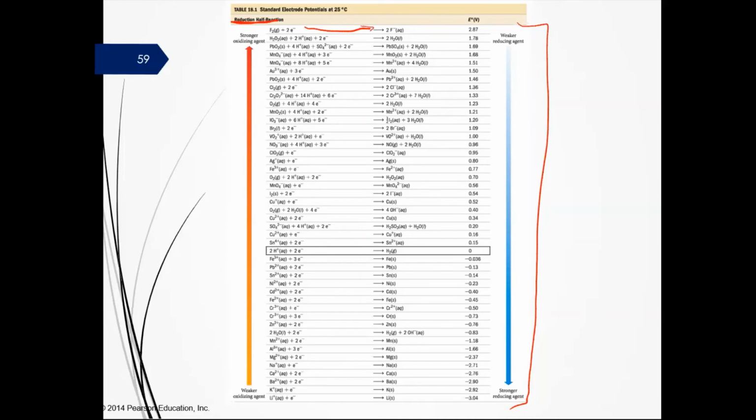On the other hand, lithium down here at the bottom, the lithium ion really doesn't want to go to lithium metal. Instead, our lithium metal really wants to go to lithium ions, and that process would give us 3.04 volts. So the more negative you are, the stronger of a reducing agent you are, because you really want to oxidize. The more positive you are, the stronger of an oxidizing agent you are, because you really want to reduce, right? And so that's how they're set up.